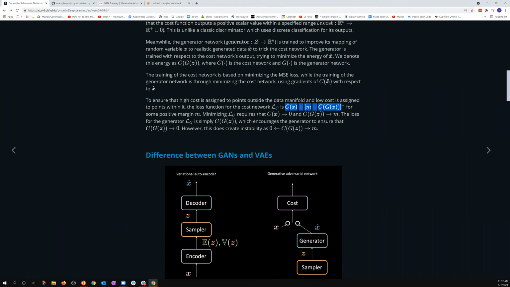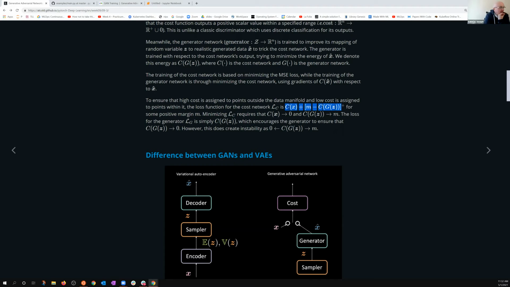Okay, yeah. So the cost network wants high cost to be assigned to whatever comes out of the generator, and yeah, that makes sense, right? Because it wants to discriminate the output of the generator, whereas the loss for the generator is different. In that case, you would want C of G of Z to be 0. Does that make sense?